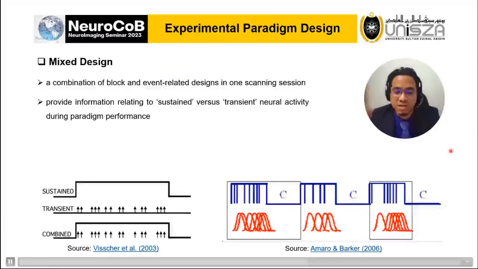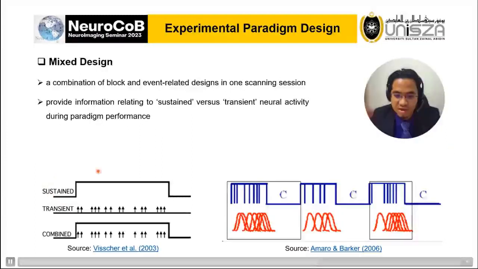The third design is called the mixed design, which employs a combination of block and event-related designs. The design is commonly used when researchers are interested in understanding the brain's response to sustained and transient activity. Sustained activity refers to the neural activity sustained across trials of a task. An example of sustained activity is the participant's level of attention during a task. On the other hand, transient activity refers to neural activity related to each trial of a task. An example of transient activity is participant responses to accuracy during a task.